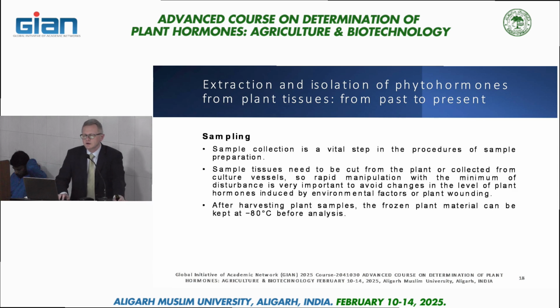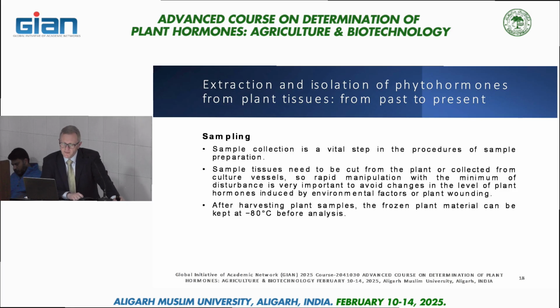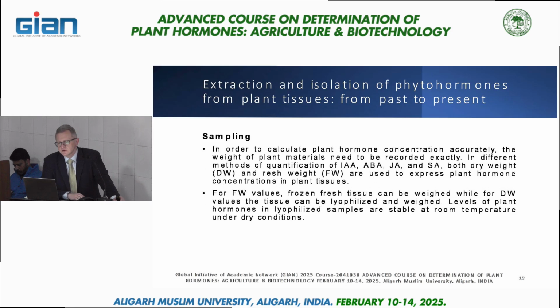In order to calculate plant hormone concentration in plants accurately, the weight of plant material needs to be recorded exactly. In different methods of quantification, for example, auxin or cytokinin, abscisic acid, both dry weight or fresh weight are used to express plant hormone concentration in plant tissues. For fresh weight values, frozen fresh tissue can be weighed, while for dry weight values, the tissue can be lyophilized and then weighed.